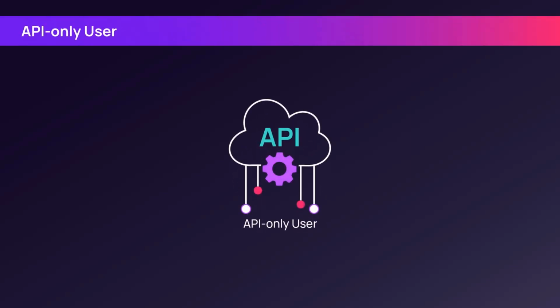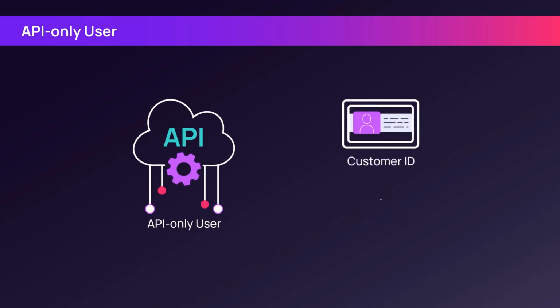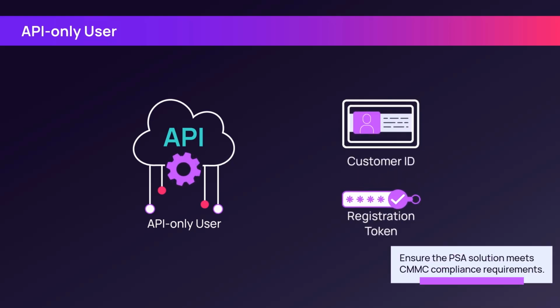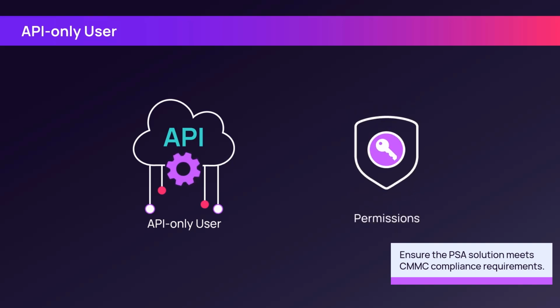An API-only user is a custom role that only has access to the Enable nCentral public APIs, and not the user interface. An API-only user role may have different access levels depending on the associated task. As an example, one API-only user may query customer IDs and registration tokens, and another may require permissions for managing the PSA integration account.